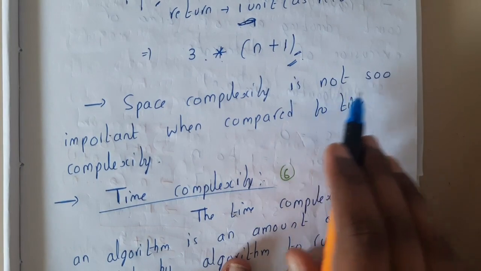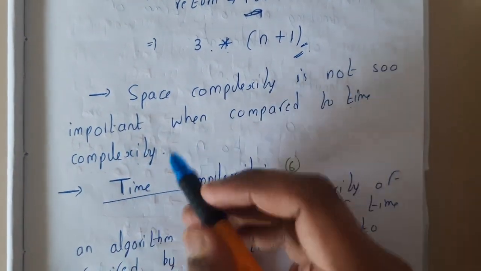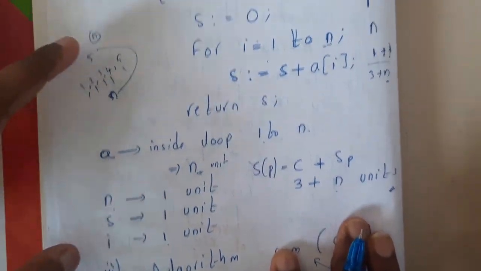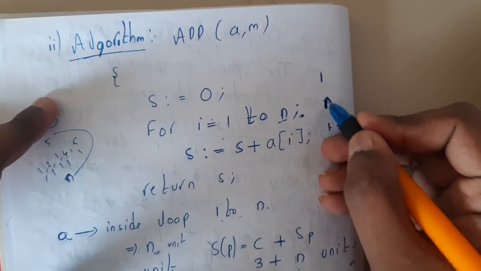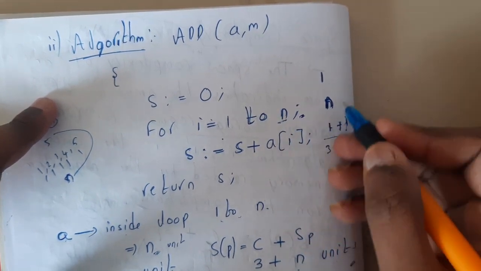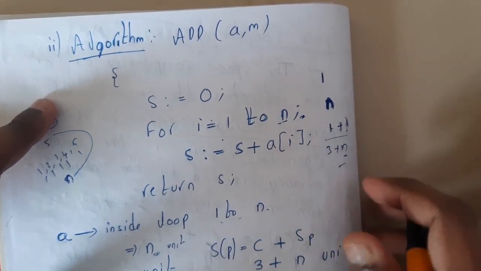Okay. Space complexity is not so important when compared to time complexity. So that's what I have just told you initially. Okay. So basically, I think for this here we are having a semicolon. That's the reason why we took here n. Please, I think I didn't mention that. Semicolon is there. So that's the reason why we took n. Okay. So I hope it's clear for you.